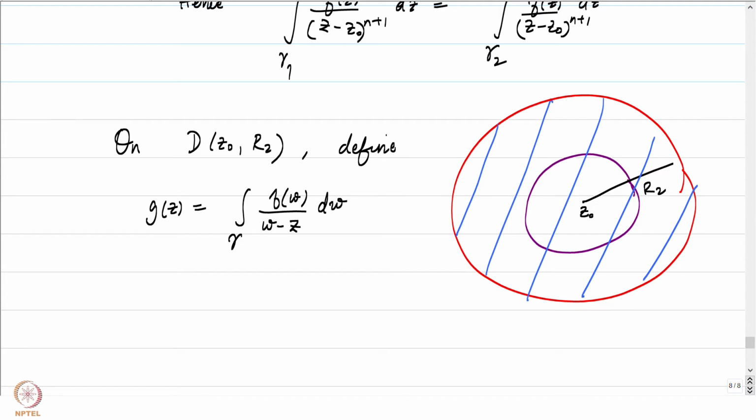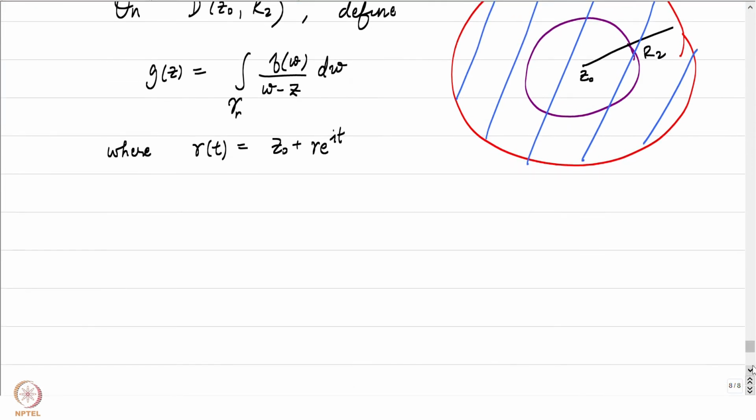If you look at the curve gamma, where gamma of t is equal to z0 plus r e to the power it. So, let me just put an r in the subscript to capture the r that is featuring here. And what is the property of r? Where absolute value of z minus z0 is less than r, and r is between R1 and R2.